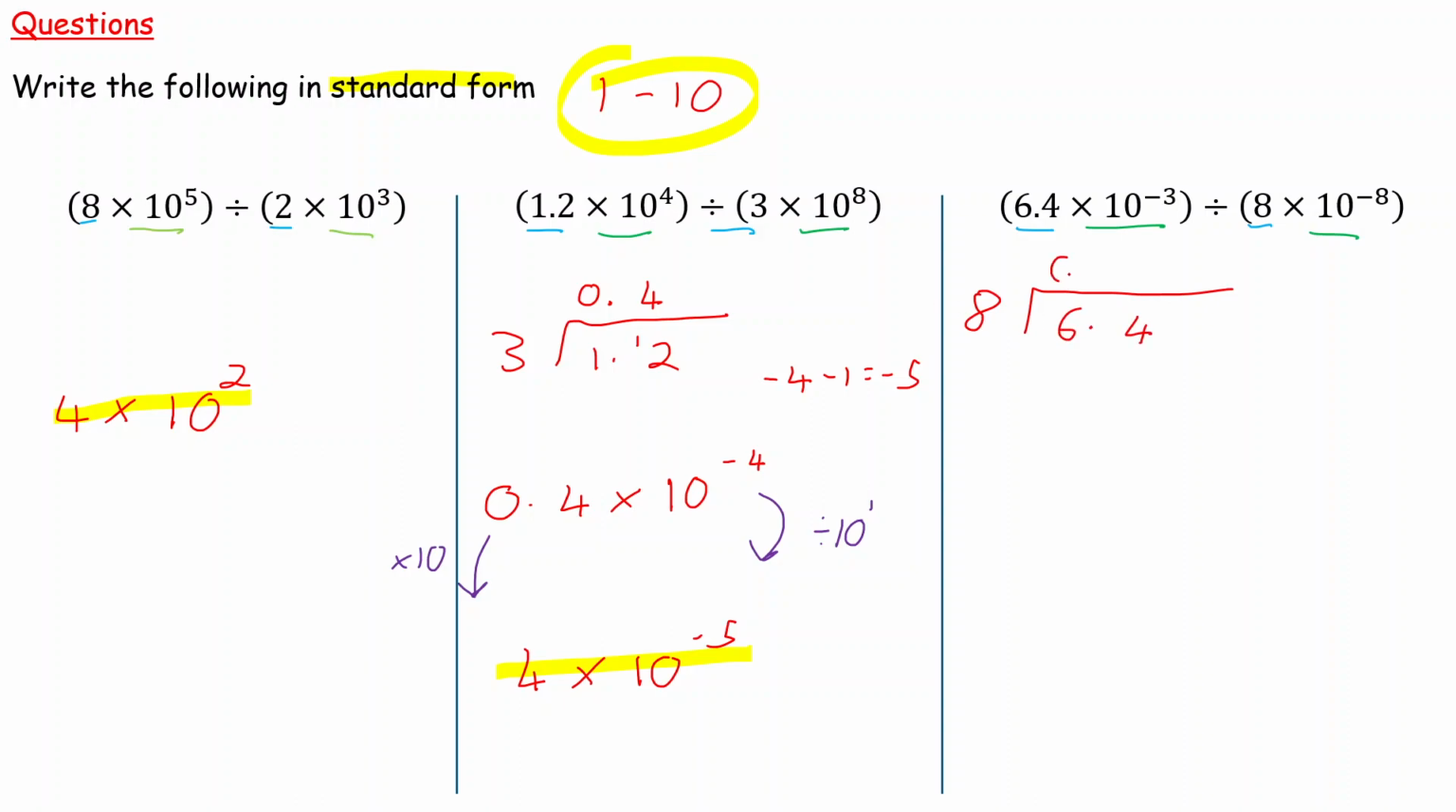Well, 8 into 6 you can't do, so carry that 6, bring up your decimal point. 8 into 64 goes exactly 8 times. So 0.8 is your answer there. It's going to be 0.8 for the blue part. We're timesing by 10 to the minus 3 divided by 10 to the minus 8. You've got to take away the powers, so you've got to do negative 3 take away negative 8. This becomes negative 3 plus 8, and negative 3 plus 8 is equal to positive 5. So times by 10 to the power of 5. That is your answer. Brilliant.